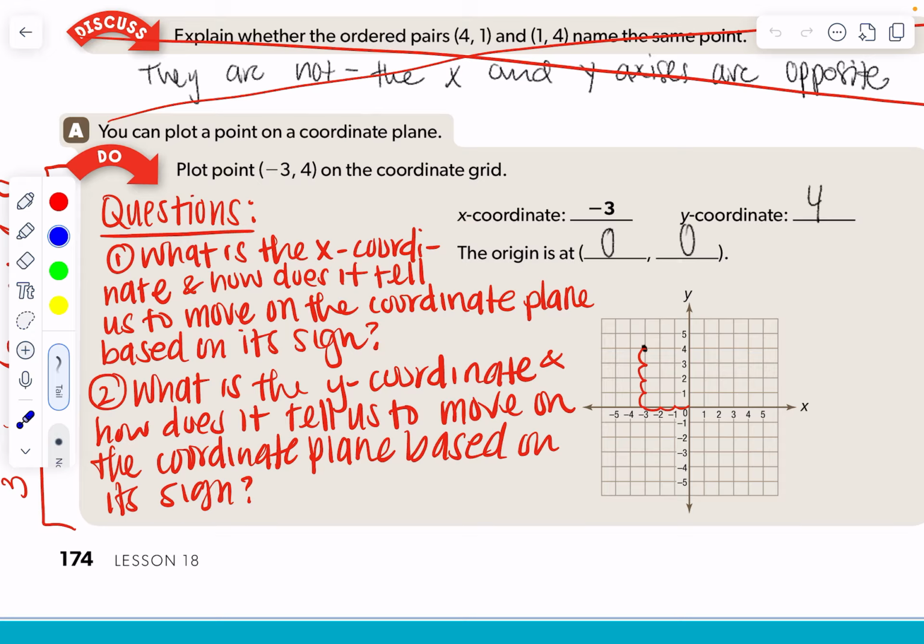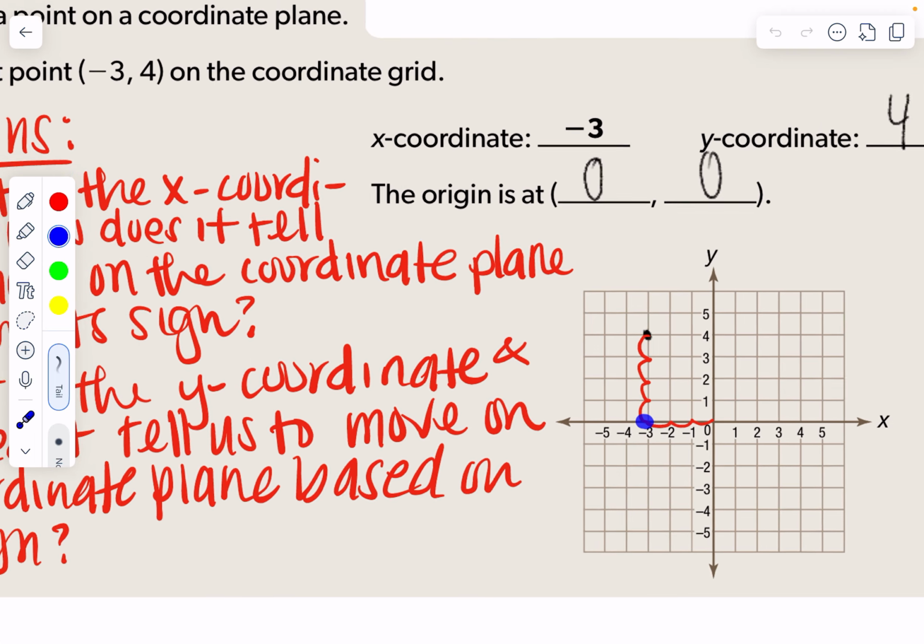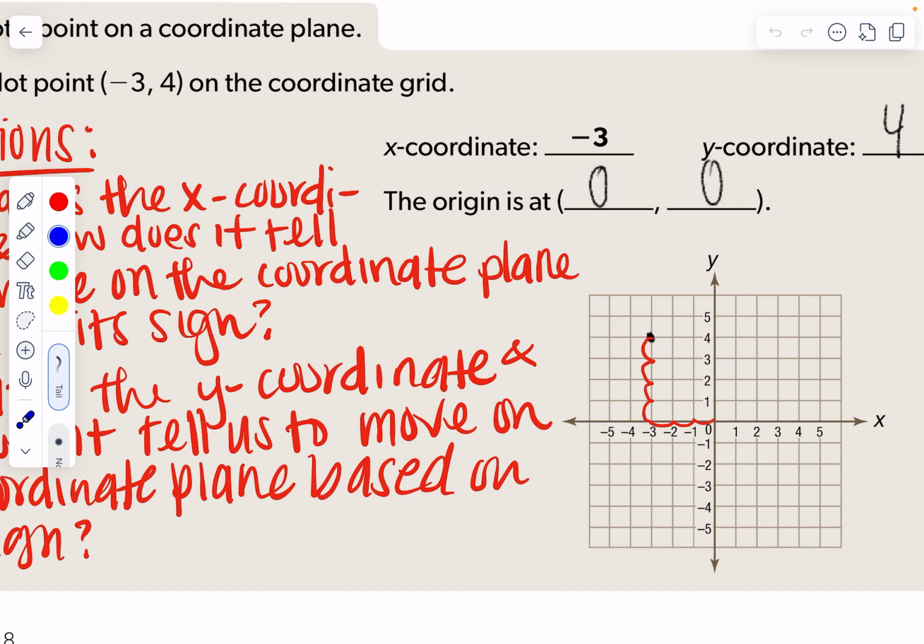So what is our y-coordinate? Our y-coordinate is 4. Okay. Is it a +4 or a -4? It's a +4. So if it's a +4, should I be moving up from where I currently am, or should I be moving down? Well, the positive numbers are up. So I should be moving 4 units up. Okay. So originally I was right here. Now I need to move 4 units up. 1, 2, 3, 4. That means -3, +4 is right here.